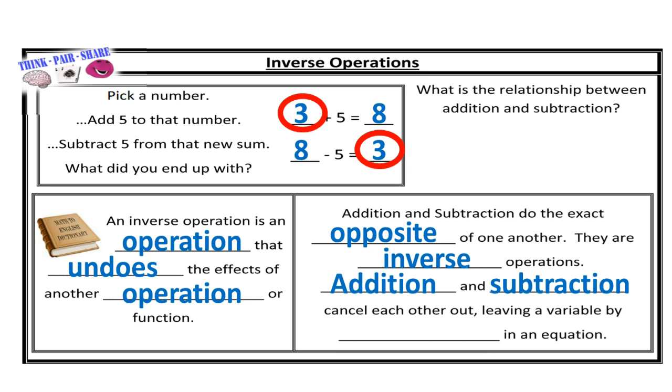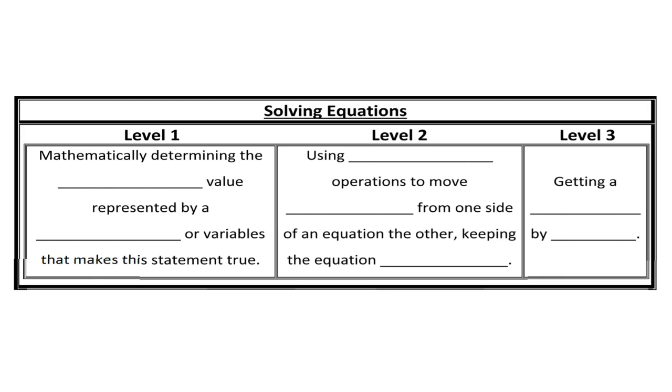Addition and subtraction cancel each other out, leaving a variable by itself in an equation. That's the goal of solving an equation. We need to get the variable in question by itself. Just like we got the triangle by itself and had it equal to a number of circles, we're looking at a variable all by itself. We pull apart those other values or move them from one side of the equation to the other using our inverse operations. There are different ways to think about what solving an equation is.